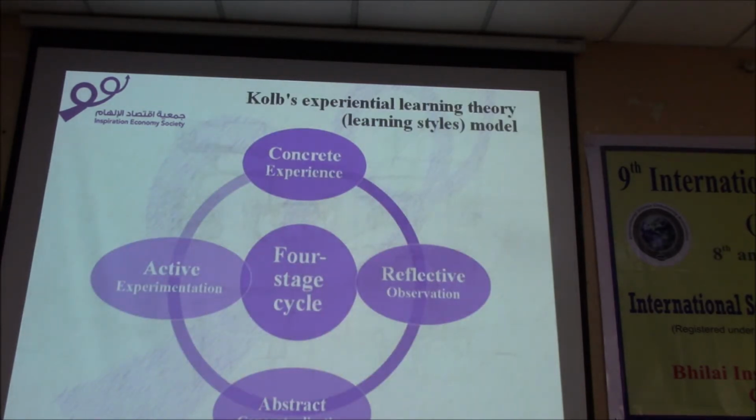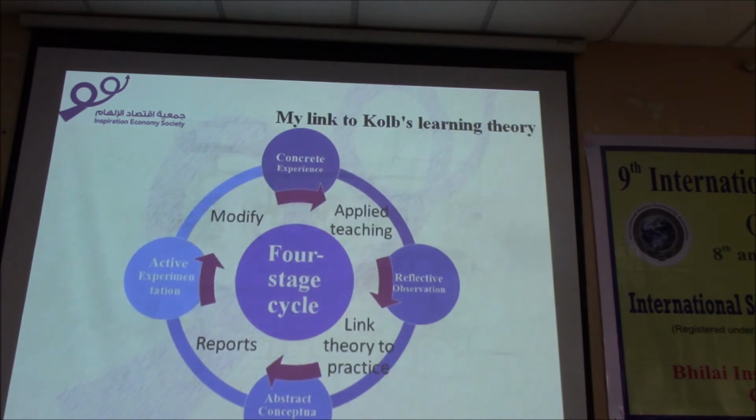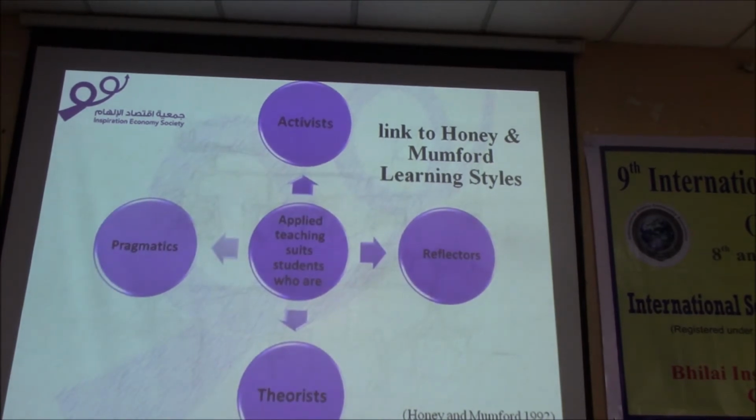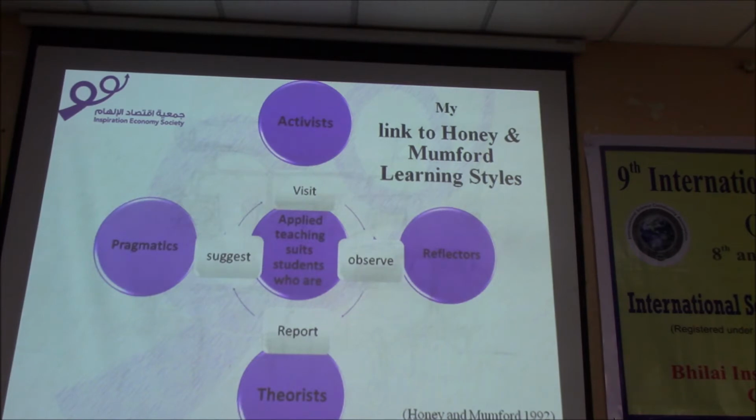I'm sure you all know about Kolb's experiential learning, and how he talked about the four-stage cycle, and how I tried to modify Kolb's theory in the way I was trying to apply my action research, and how I tried to link it. So this is how the applied teaching, and Honey and Mumford's theory, and how I try to reflect it through the visits, observation, and reports that students do.